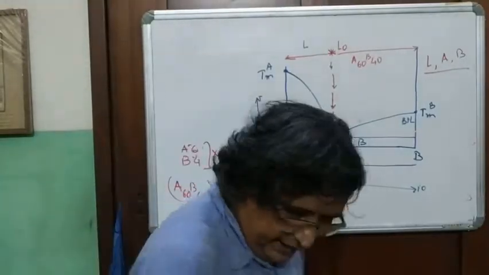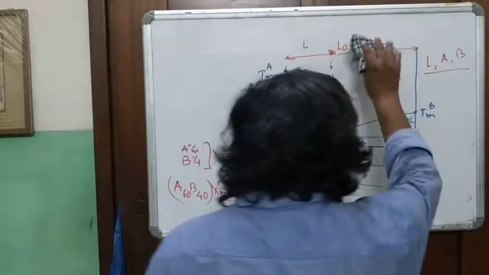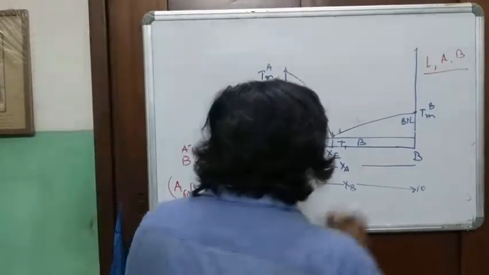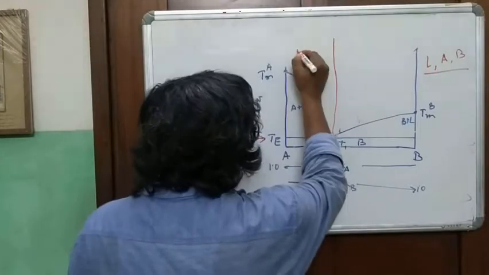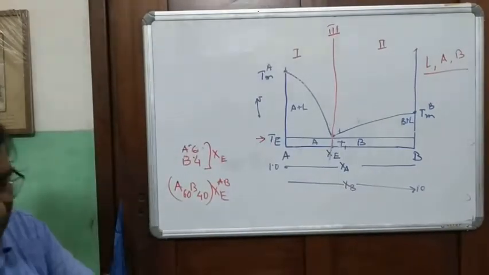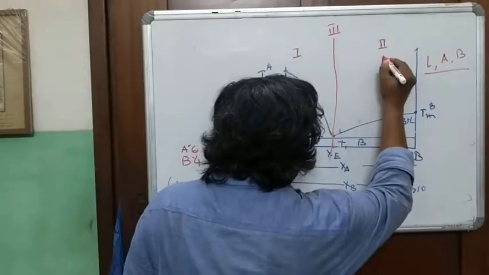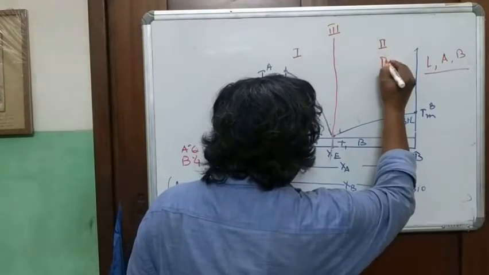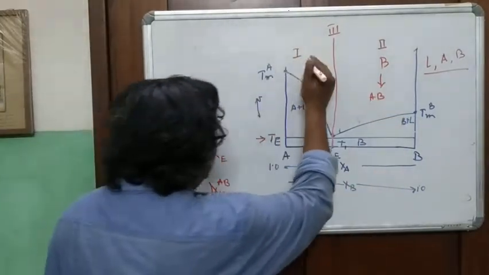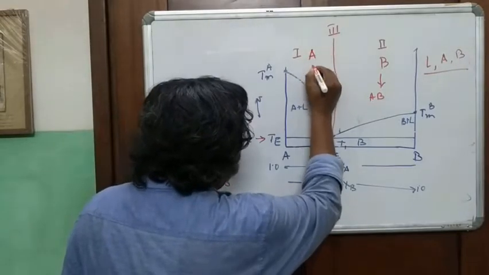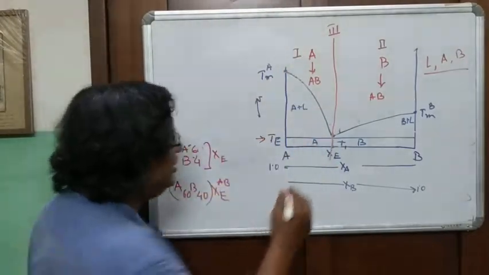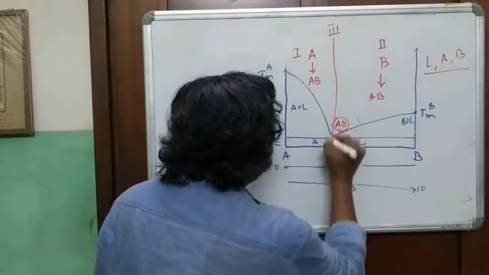So, if we can progress a little bit more from here, we can divide this diagram into essentially three parts: part one, part two, and part three. Here on this side you will first have precipitation of B and then co-precipitation of AB. On this side you will start with the precipitation of A and continue with co-precipitation of B. At point number 3 you will always have AB in the proportion of the eutectic.